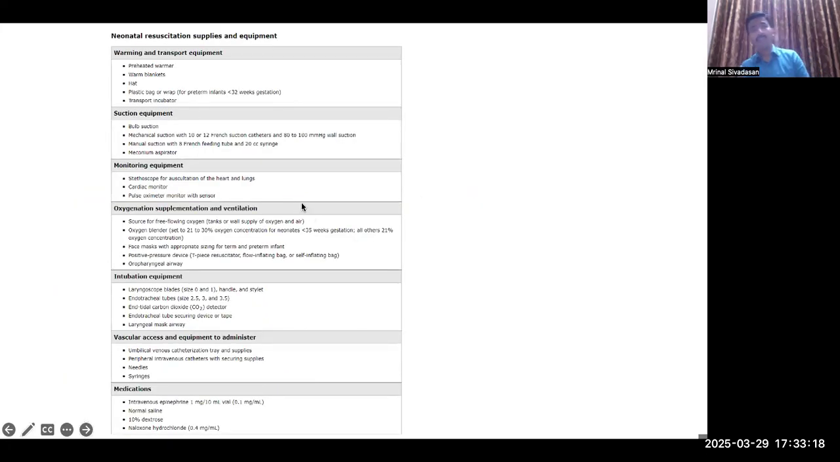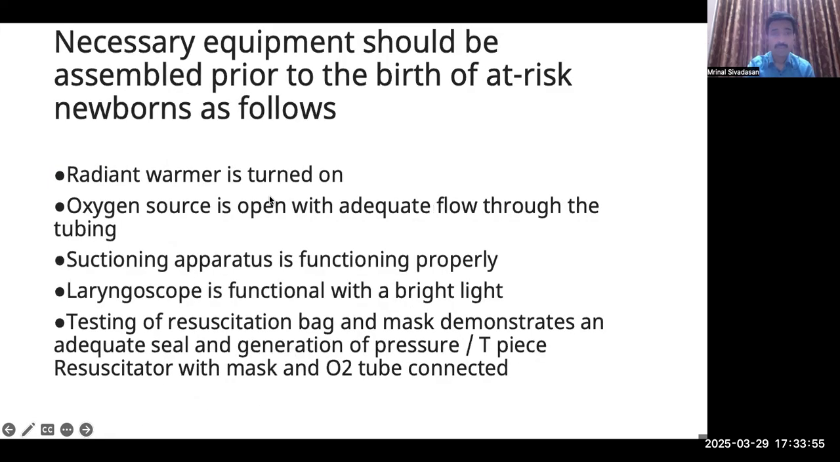So these are the equipments that you keep ready. First is temperature, where you keep the warm blanket, the preheated warmer. Then you need to manage the airway, where you need the suction, and you need the laryngoscope, endotracheal tube, the laryngeal mask airway, then the oxygen, the pulse oximeter, then the bag and mask, and the stethoscope definitely to know the heart rate, and the umbilical vein catheter, then the adrenaline, normal saline. These are the equipment.